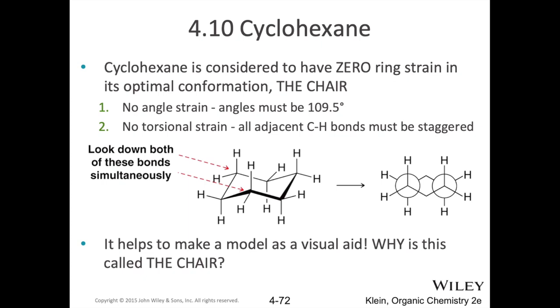Okay, the chair conformation is the one that has zero torsional strain and zero angle strain, which makes it very stable as a result. So if you're having trouble seeing why this is a chair, building this model helps. Also, slightly rotating this, if you rotate it so this end over here comes up a little bit, that's like the back of the chair. This is the seat. These four carbons here make the seat of the chair, and this is like a footrest. Think of it that way.